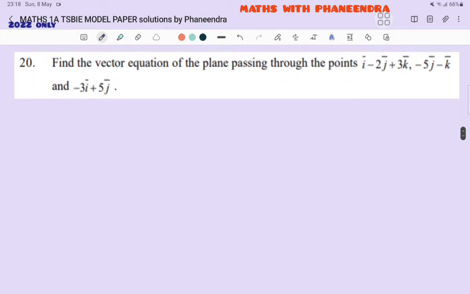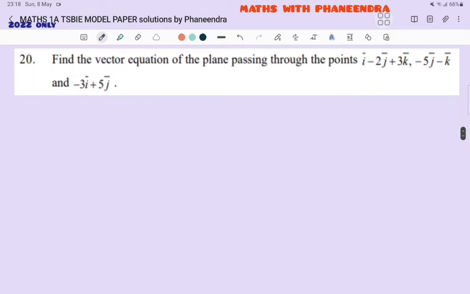We'll move on to next question number 20. The vector equation of the plane passing through the points. So when 3 points are available, how to find the equation of the plane? We have the standard formula. First you have to write the vector names, the given vectors.